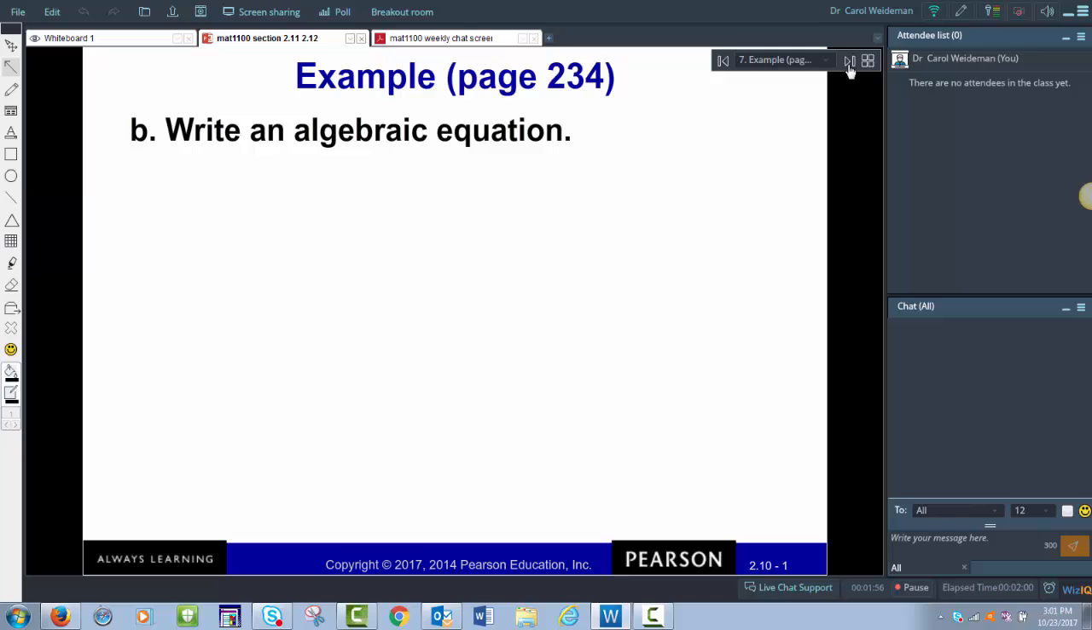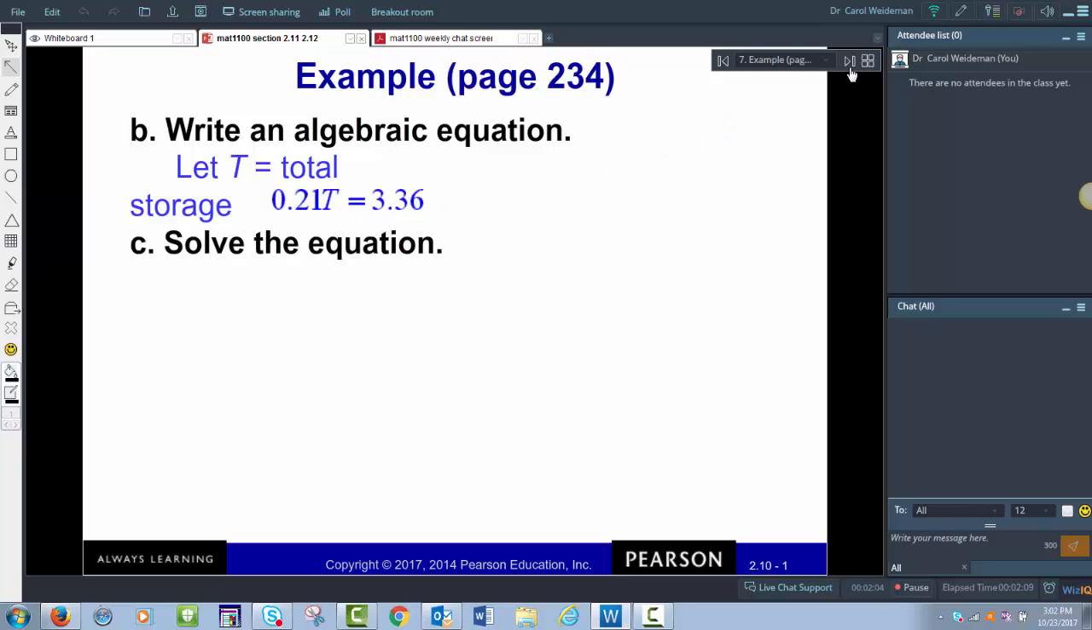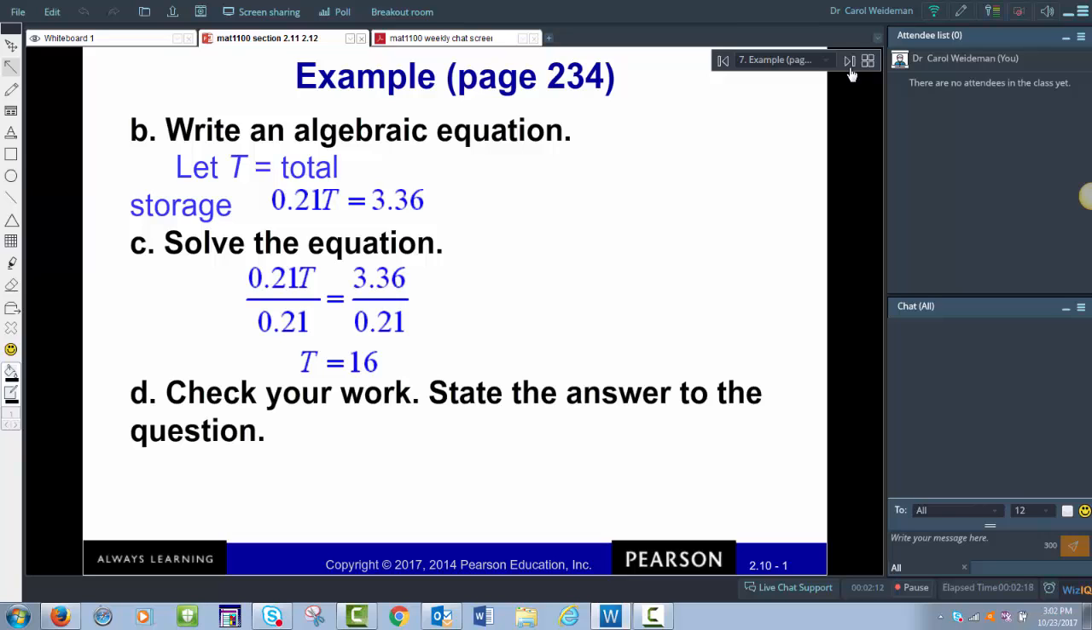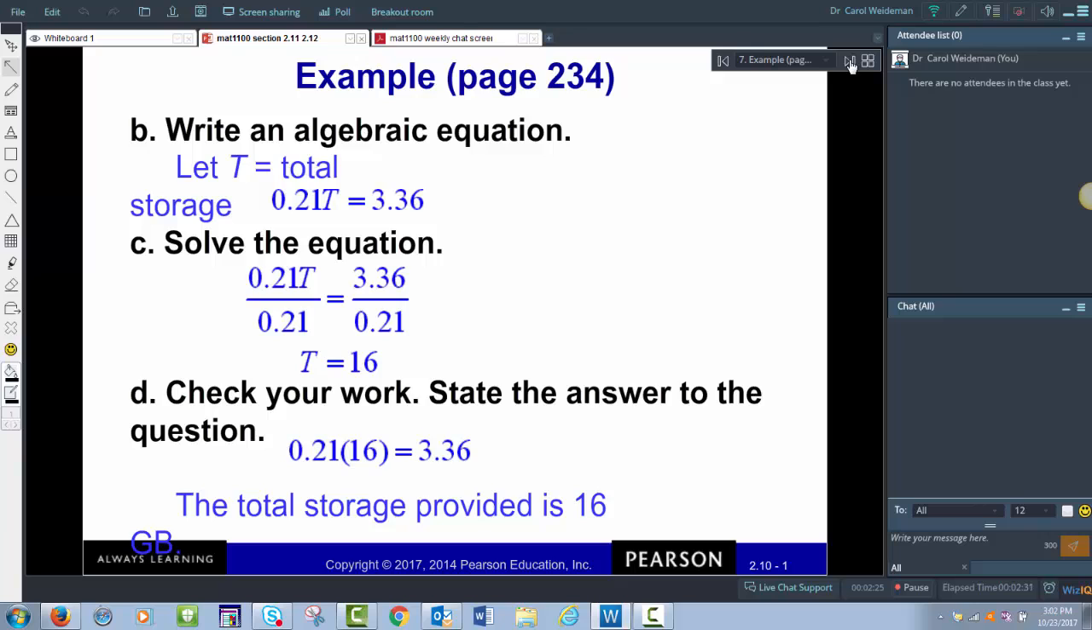When we set it up algebraically, we let T be the total storage, and we say 21% of the total storage is 3.36. And we're going to solve it. Notice this time we divide both sides, and we come up with the answer of 16, which is the same answer that we had on the prior page. And again, we use division here. Notice we use multiplication to set the problem up, but when we solve it, we use division. And we can check our answer to make sure it's correct.